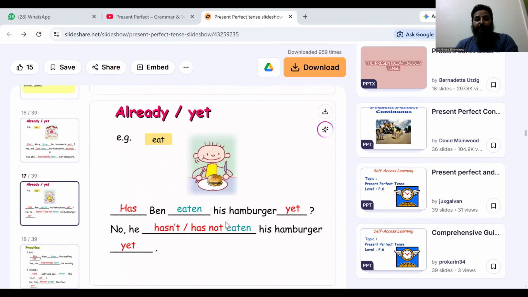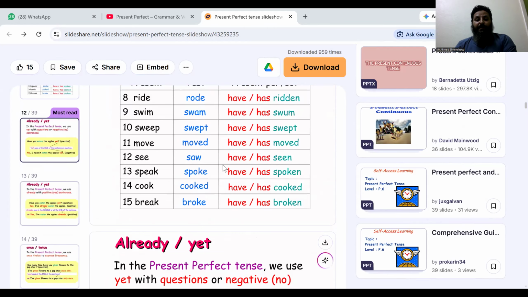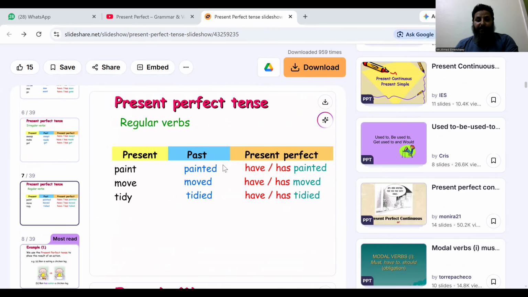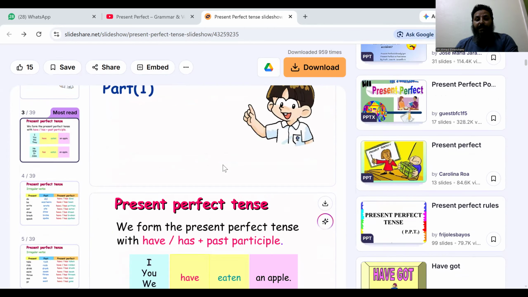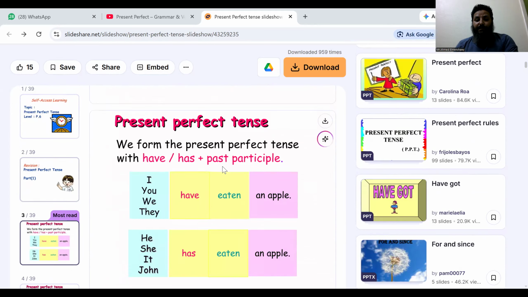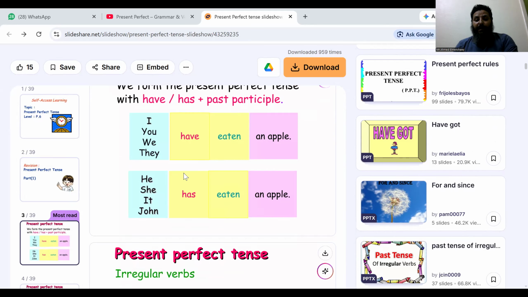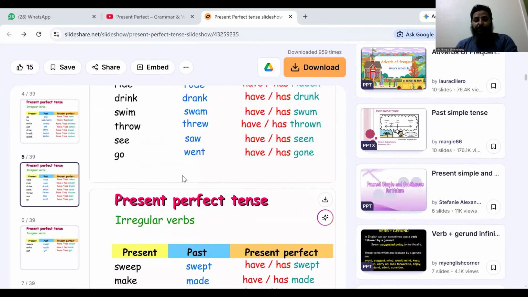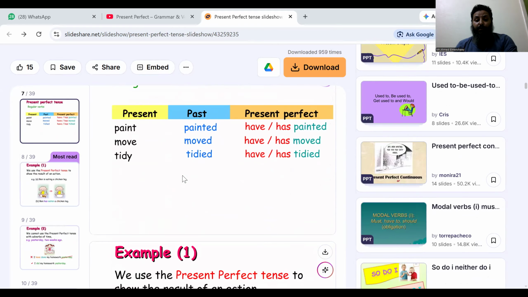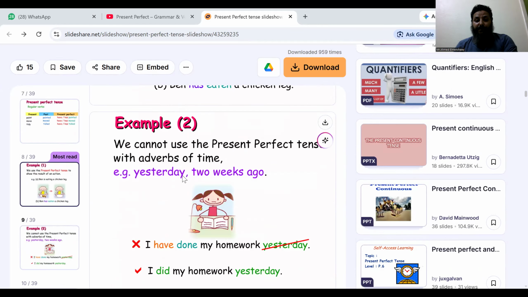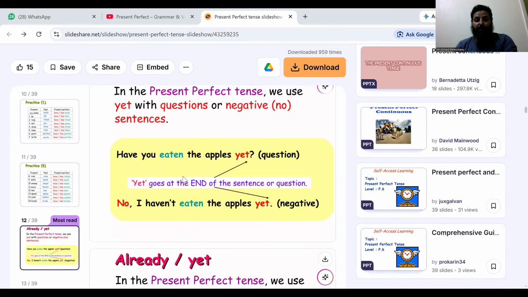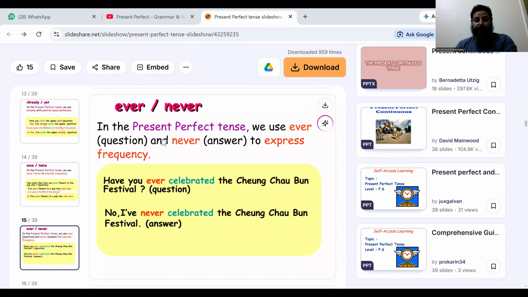So boys, we have already finished today. Remember, boys, that we have already studied the present perfect, which consists of has or have plus the past participle. And we use some words with the present perfect, such as already and yet, and ever and never.